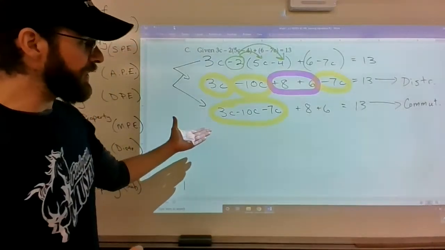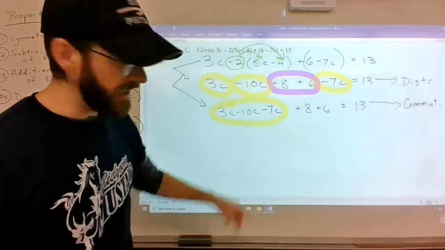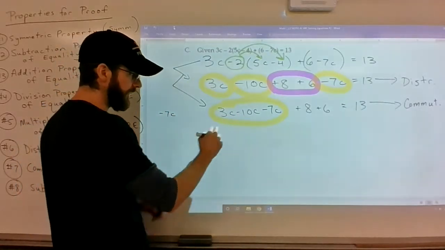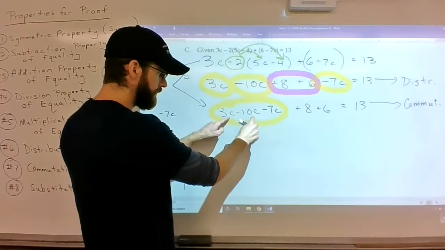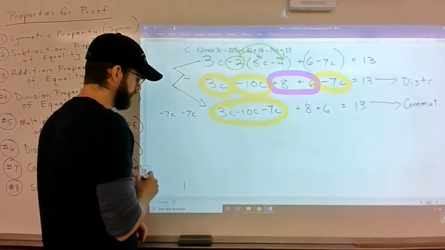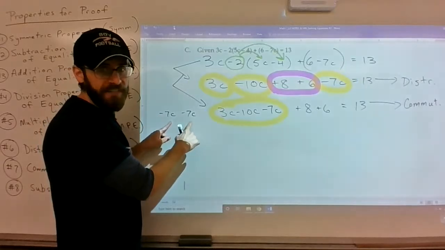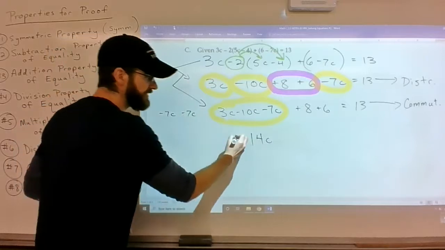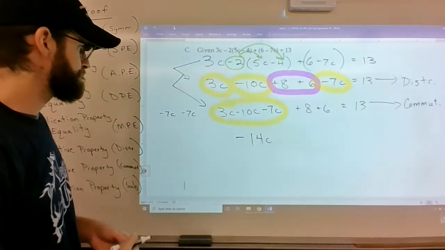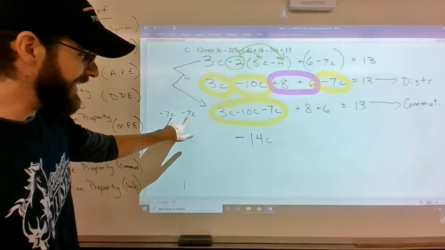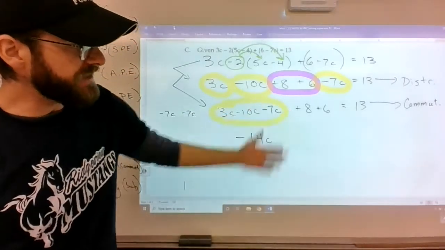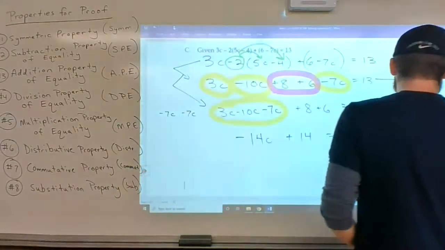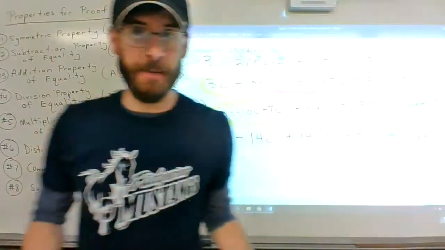All right. At this point, we just want to substitute what we see here with the calculation. So 3 minus 10 is negative 7c. Okay? Negative 7c minus 7c. If they're the same sign, you add them together. Negative to start, same sign, add, going to be negative at the end. 8 plus 6 is 14. And that was our sub step.